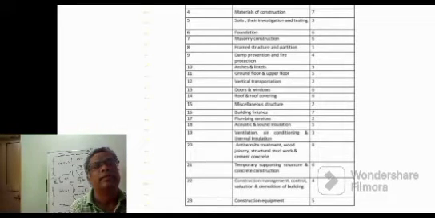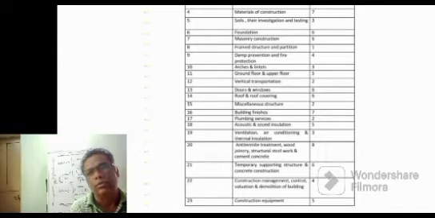Then the chapter number 22 is construction management, control, valuation, and demolition of building. Construction management: how to manage that project, how to do the construction work through proper control without any wastage of material, manpower, and in optimum cost. That will be in that chapter.